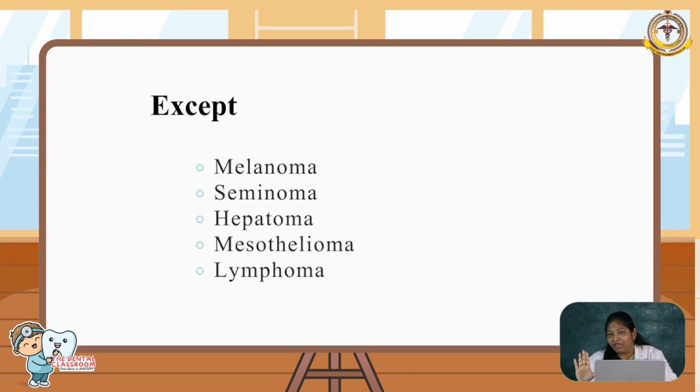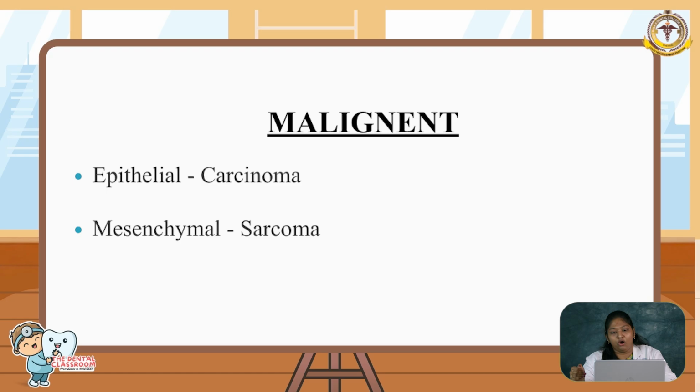But still there are 5 exceptions to these benign tumors which you should remember all the time: melanoma, seminoma, hepatoma, mesothelioma and lymphoma. Even though these end with the term oma, they are all not benign. Malignant tumors are called carcinoma and sarcoma. How are they called so? By the origin. Basically we have epithelial components, that's squamous cells or columnar cells. If the tumor arises from these cells, it is called carcinoma.